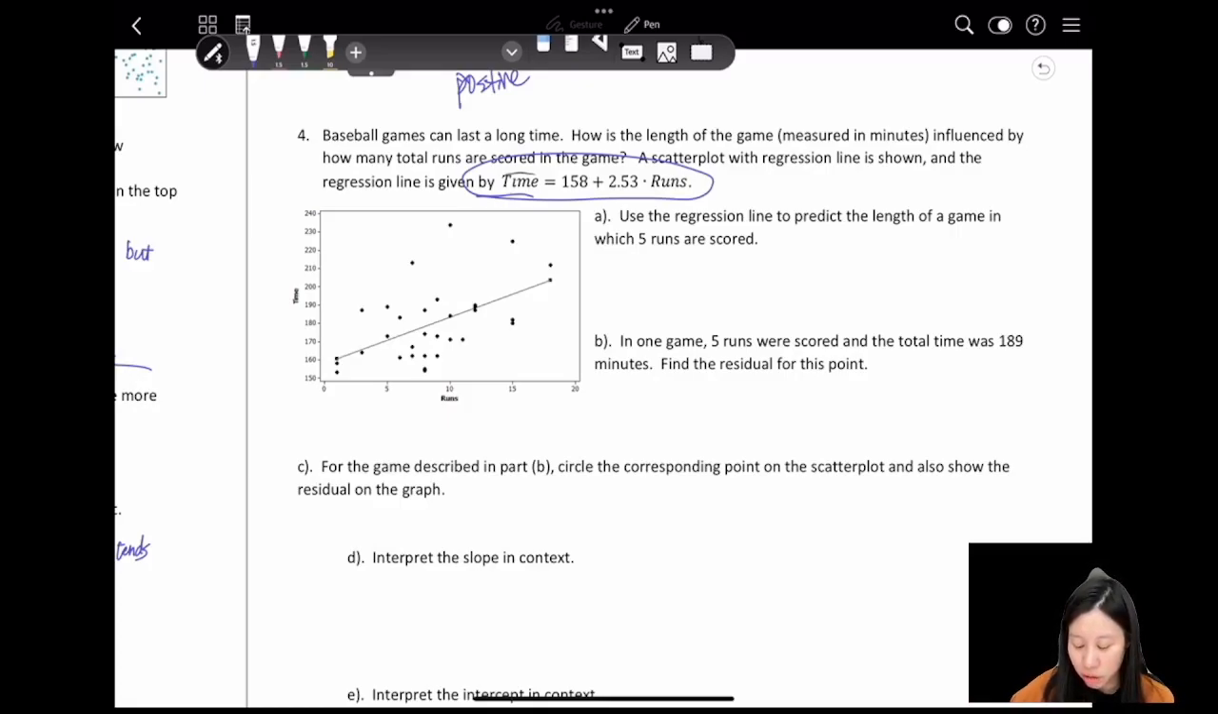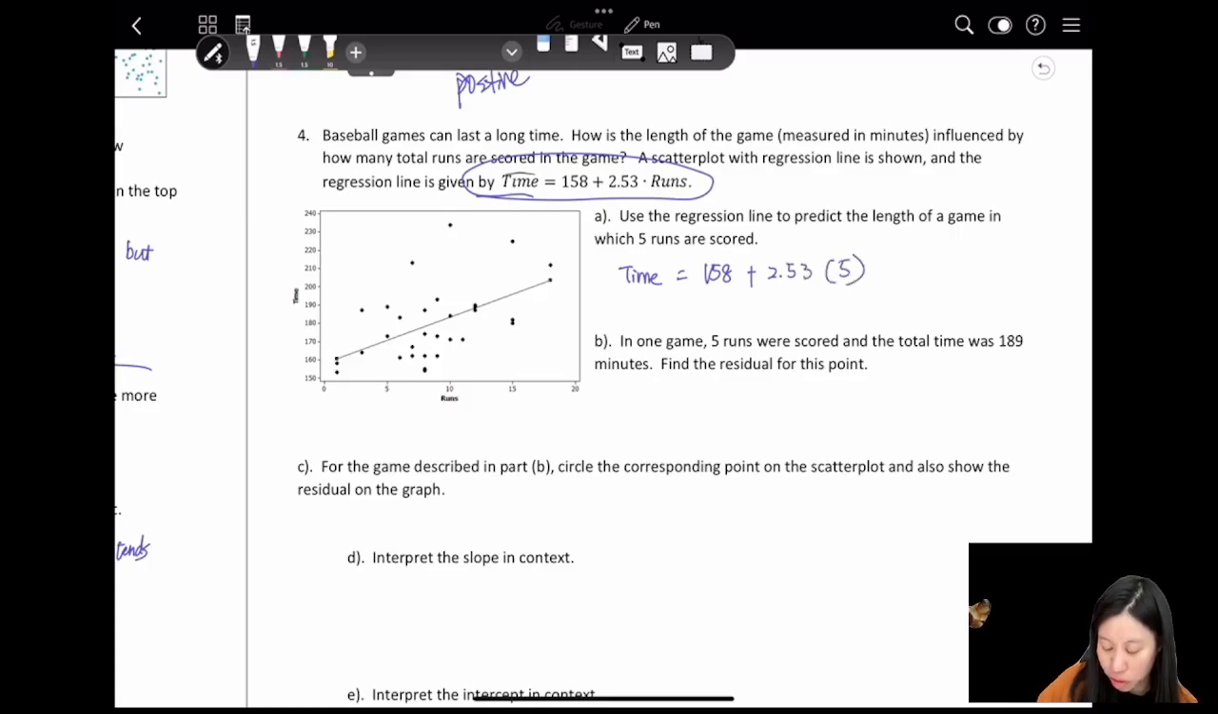Use the regression line to predict the length of the game, when 5 runs are scored. So the time that we're trying to find out, we have 158 plus 2.53 times the runs, which is 5 runs. So the predicted time should be 117.65, which is approximately 171 minutes, because they measured in minutes. Be careful about the units.